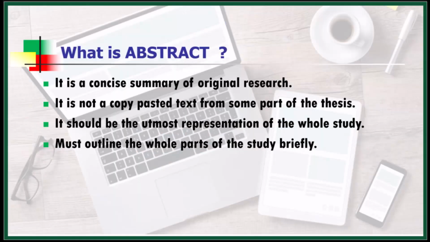Now, let's dive in. Okay, what comes to your mind when you hear or read about an abstract? Please say something. Okay, let's see what an abstract is. It is a concise summary, or a short summary, of your original research. It is also not copy-pasted text from some part of your research, but it contains some conventional elements that can form an abstract. It should also be the utmost representation of the whole study. When we read the abstract, we must have a clue about your whole research, and it must outline all parts of the study briefly.